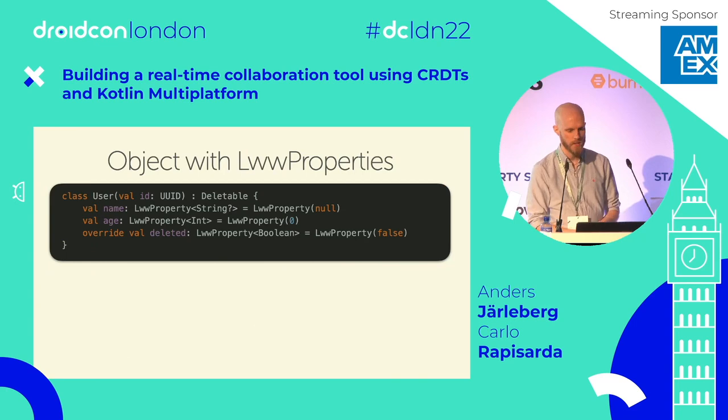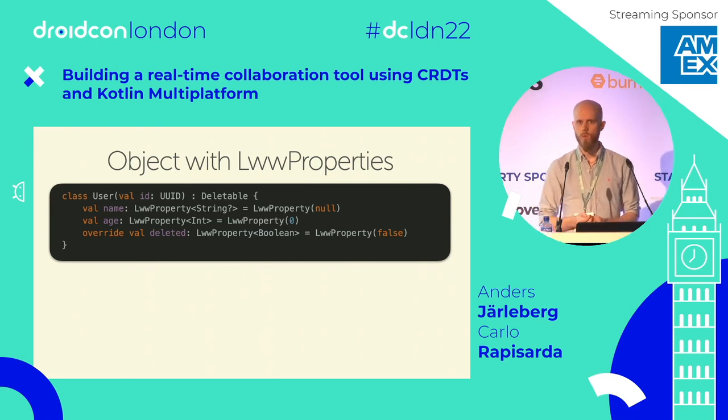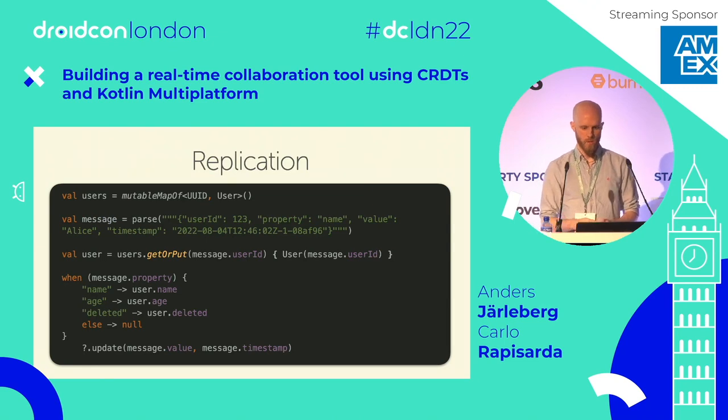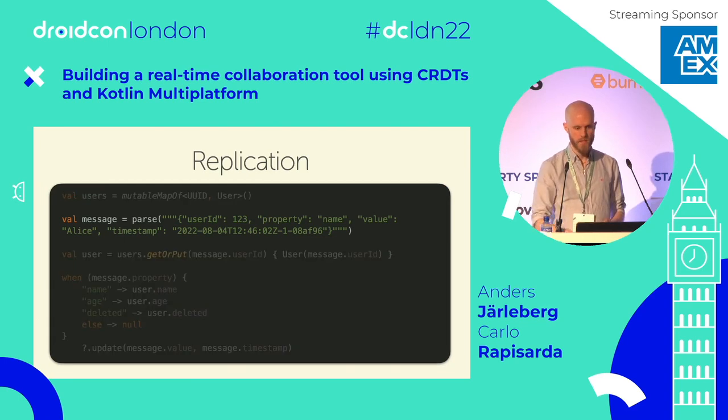So we have this user class, we have an immutable ID on it, and we also have these three properties such as name, age, and deleted. You can see we're always passing these default values to use. And then we can start replicating this in all of our nodes. What we mean by replication is that every node has its own local state. So on the first line, you can see we're creating a mutable map that will hold all the users that we have. Let's say we have received this message from another node that tells us, user with ID 123, I've updated the property name, and I've set the value to Alice with this timestamp.